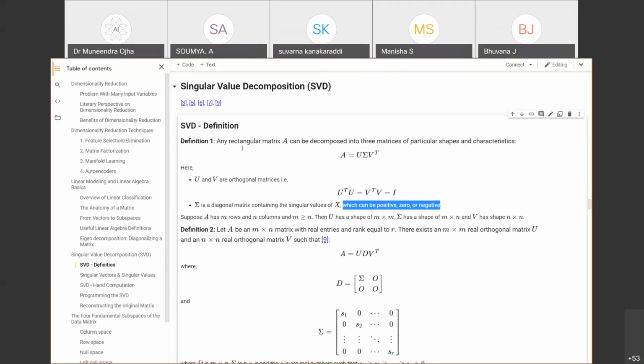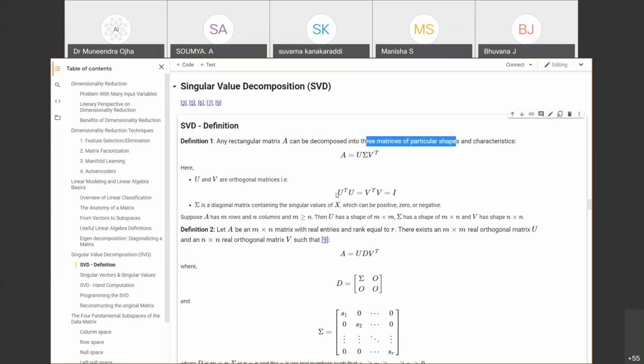And with this definition, we have to understand that any rectangular matrix A, and here I'm taking our data matrix as the rectangular matrix A, can be decomposed. So I am pretty sure that I can decompose my data matrix into three matrices of particular shape. And those three matrices will be U, sigma, V transpose, such that U and V are orthogonal matrices.